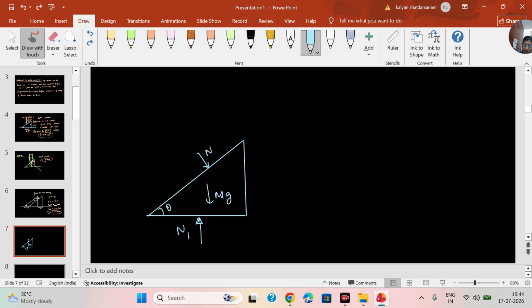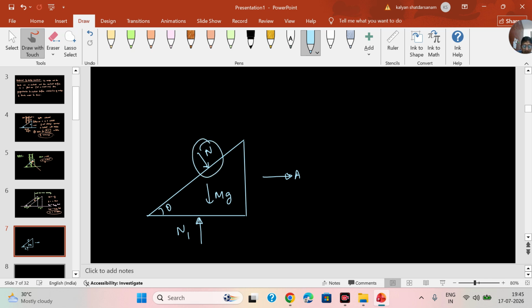Both mg and the contact force by the rod on the wedge are making it go down, and in that process the wedge pushes the floor, and hence the floor pushes the wedge. But anyway, there is no vertical movement, so vertically the acceleration is zero. The only acceleration which you have is the horizontal, which is capital A. Now, who is responsible for this capital A?